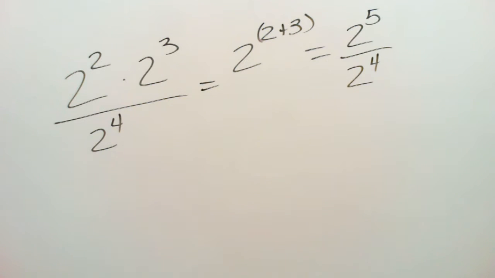Since this is the case for this problem now, we can apply the quotient rule. We need to keep the base 2 and subtract the exponent in the denominator from the exponent in the numerator, like this.